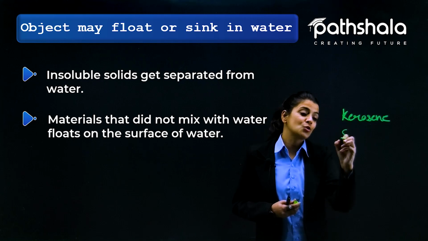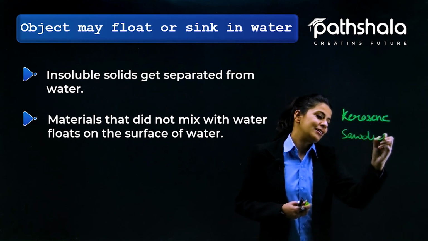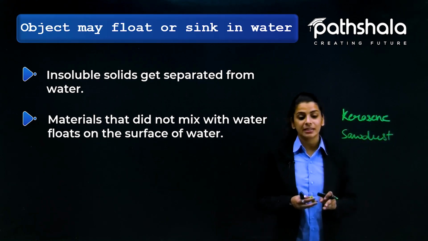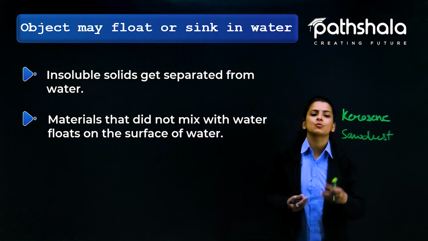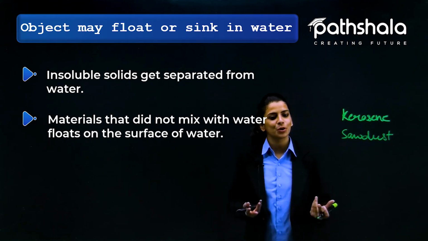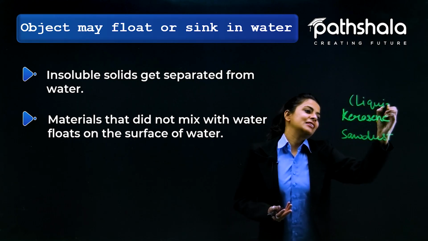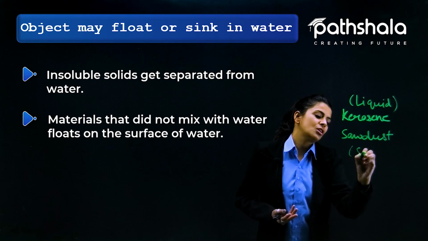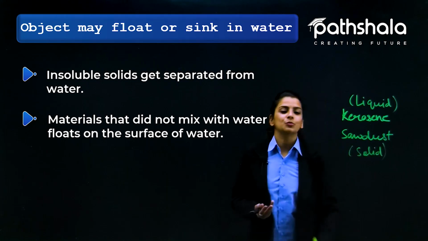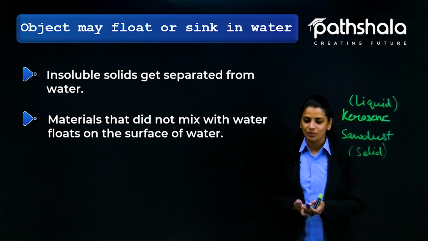Apart from that, we saw the example of sawdust, right? Sawdust के केस में क्या देखा था कि it was lighter in weight, plus it was also floating on the surface of the water. So in this case, kerosene was liquid, and in the second case, sawdust was a solid. So they both were floating on the surface of the water.